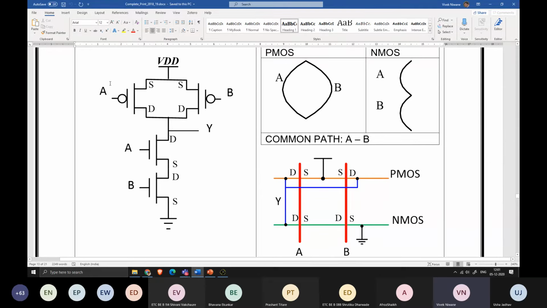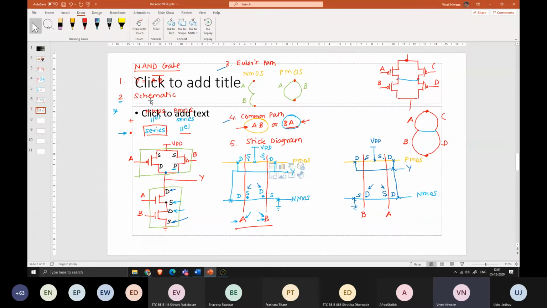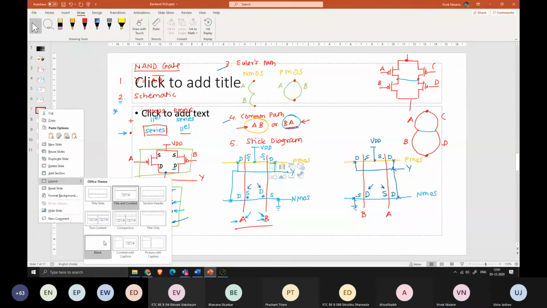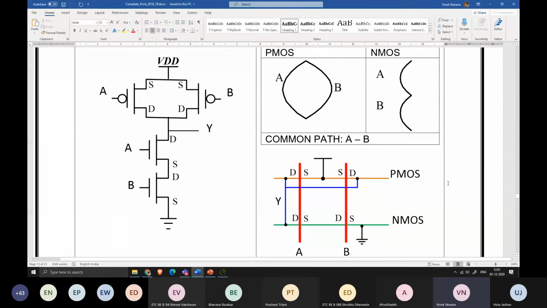ओके, to prepare the schematic we will require the understanding, not really understanding but memorization, of this table. NMOS और PMOS पैरेलल और सीरीज में कब कनेक्ट करेंगे, ये बहुत जरूरी है. ओके, ठीक है, स्कीमेटिक बनाने के लिए इस टेबल की जरूरत आपको पड़ने वाली है.